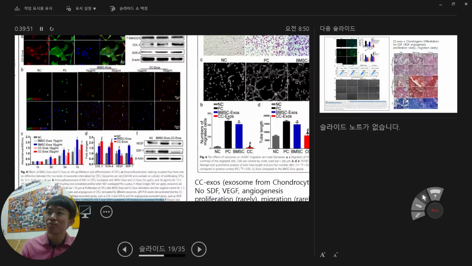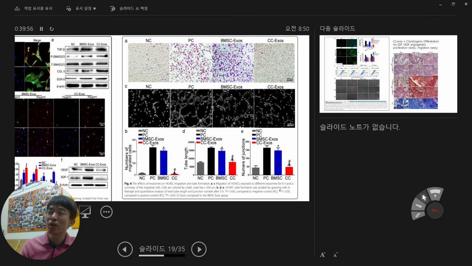And then from the migration, bone marrow stem cell exosomes have more migration than chondrocyte exosomes. Chondrocyte never did. And about the angiogenesis, bone marrow stem cell exosome is better than chondrocyte exosome, confirmed by these results. The positive control is always better than NC, and CC is better than bone marrow stem cell exosome.